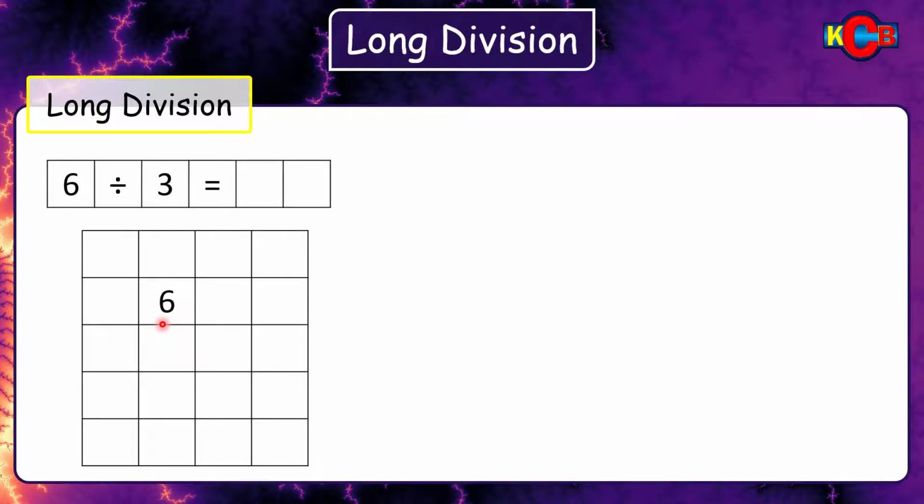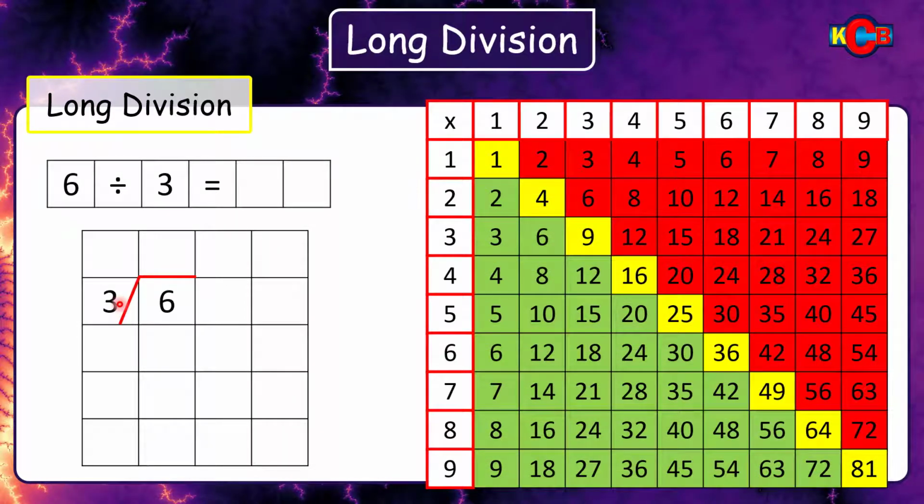Then, make a line like this, almost like the house roof. After that, next to this slanted line, we write the divisor, 3. Okay, so since the divisor is 3, therefore we refer to the multiples of 3. So, where is the multiples of 3? Here.